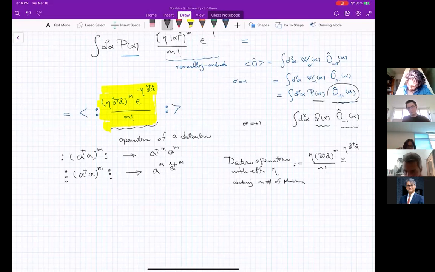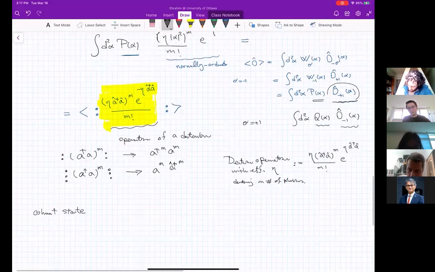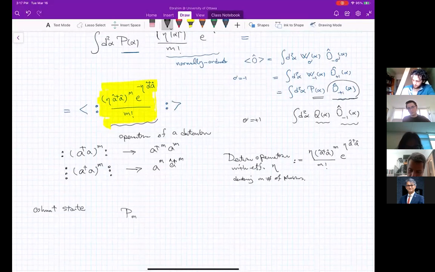Let's look at the case when we have different distributions and we want to see what the detectors will show us. Okay. So, first case, coherent state. What I'm doing now is detecting m photons from a coherent state of alpha 0 with an inefficient detector of eta. Good? Clear? Is the question clear, guys?